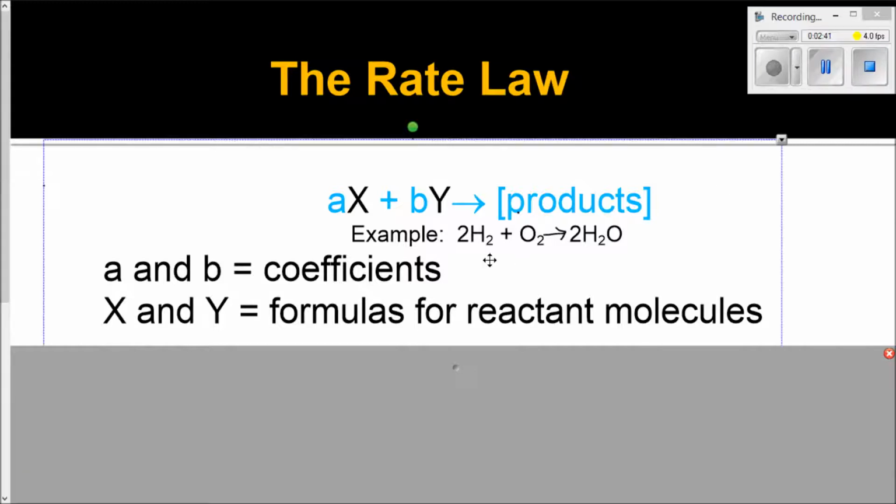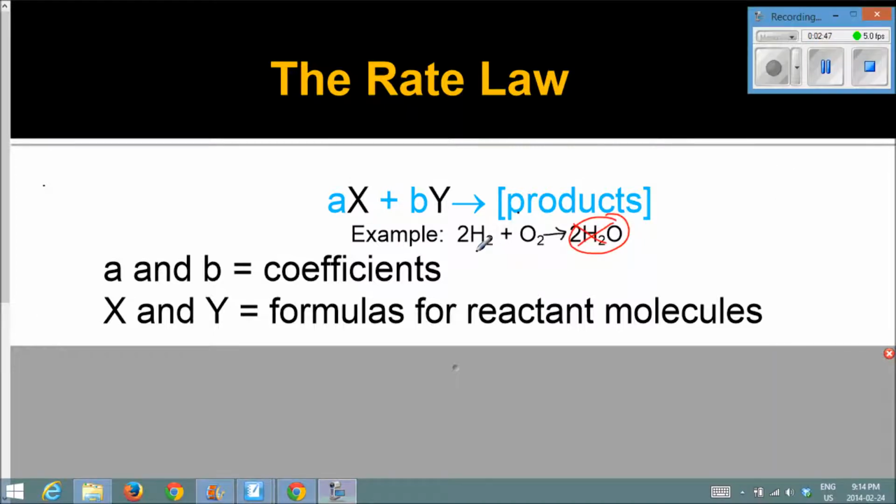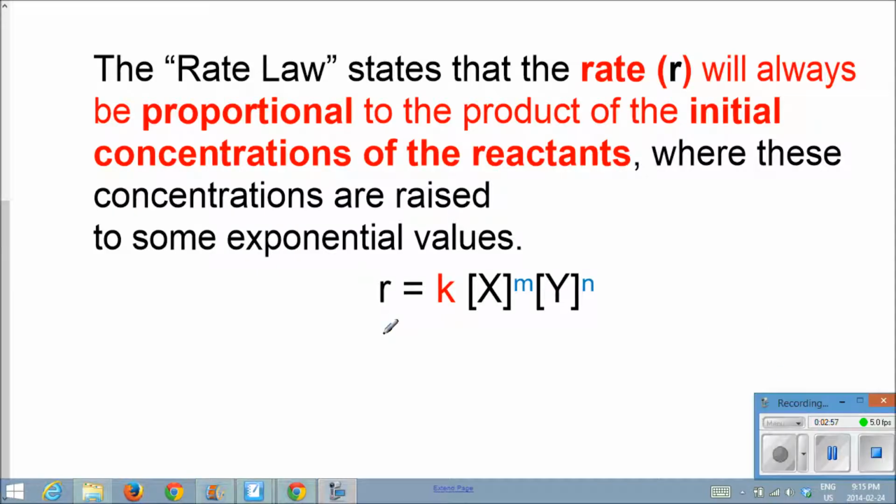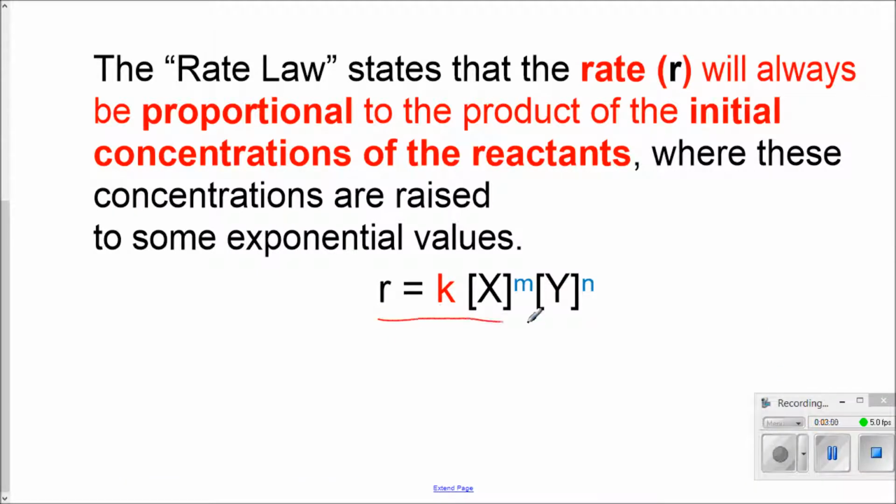For example, in 2H2 + O2 = 2H2O, we don't care about the H2O. In our reactants, in this case, X would be H2 and Y would be O2. The coefficients that we would have are 2 and 1. So this is the general form of the rate law right here.